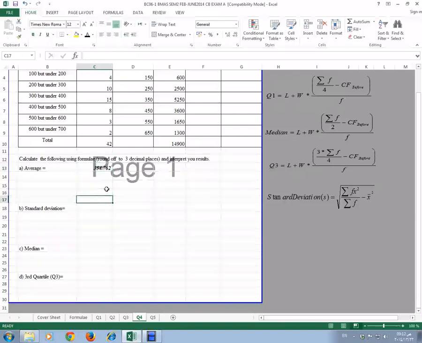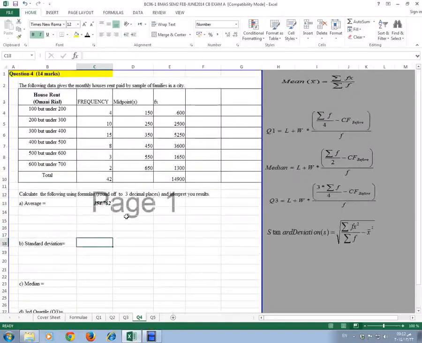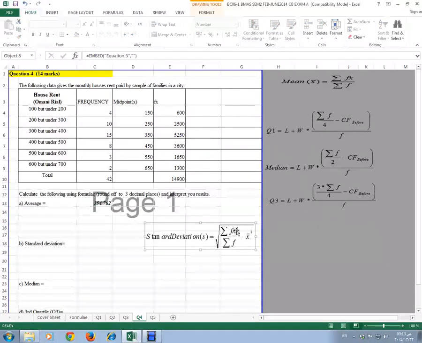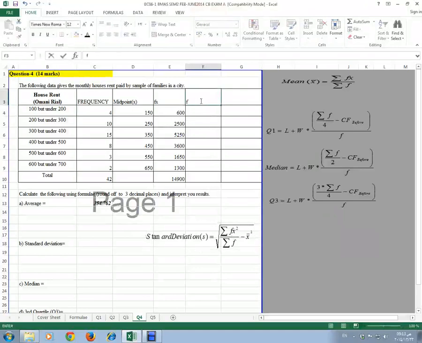Okay, the next one is standard deviation. This is the formula for the standard deviation. It is clear that it needs sigma f, and sigma fx square. Sigma fx square here means that f multiplied by x squared. So it means that this one is fxx. It is equal, f is the frequency, multiply, x is the midpoint, again multiplied by x, the midpoint again, and press enter.